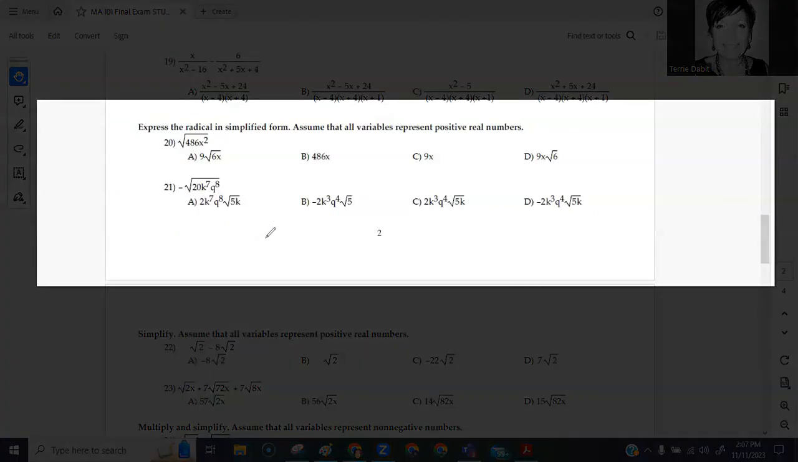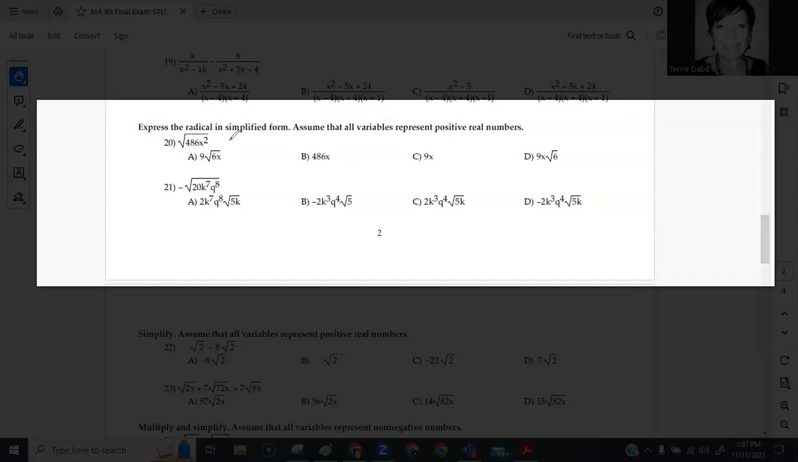Number 20 and number 21 want you to simplify radicals. I would put the number. Now you cannot put the letters. You cannot put x squared, k to the 7, q to the 8 in the calculator, but you can at least put the numbers in there.